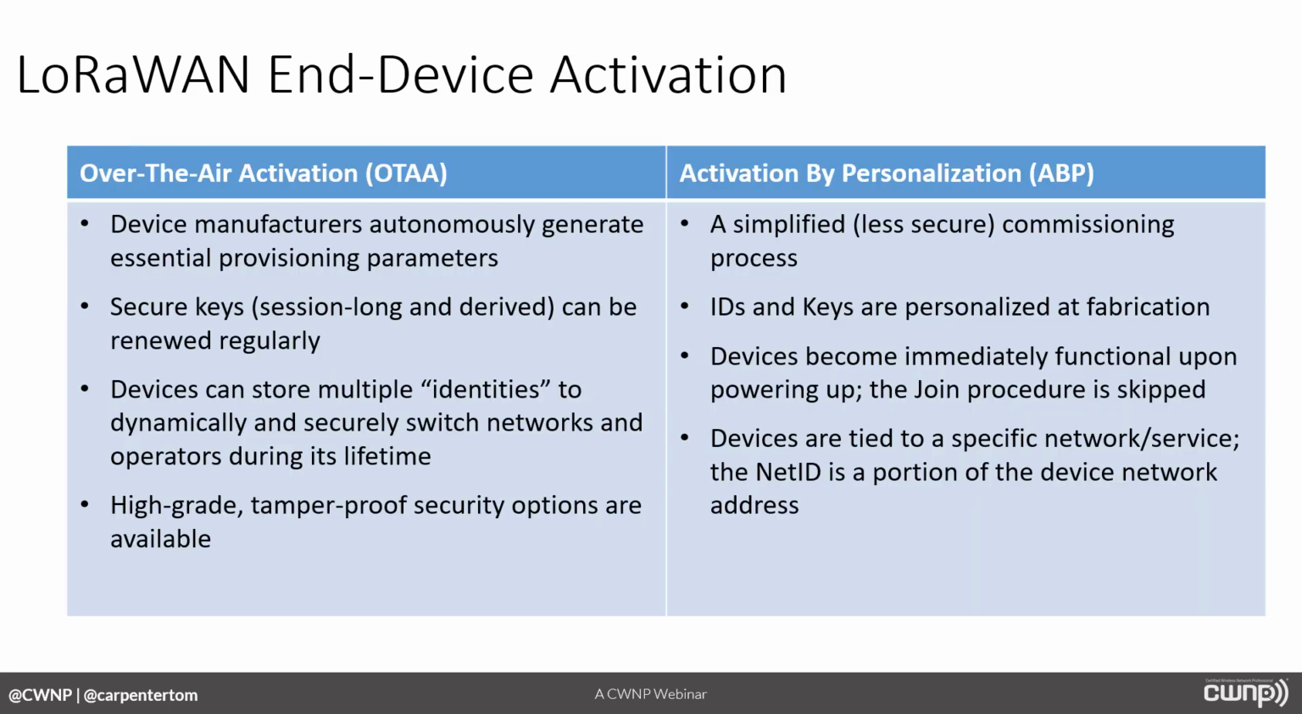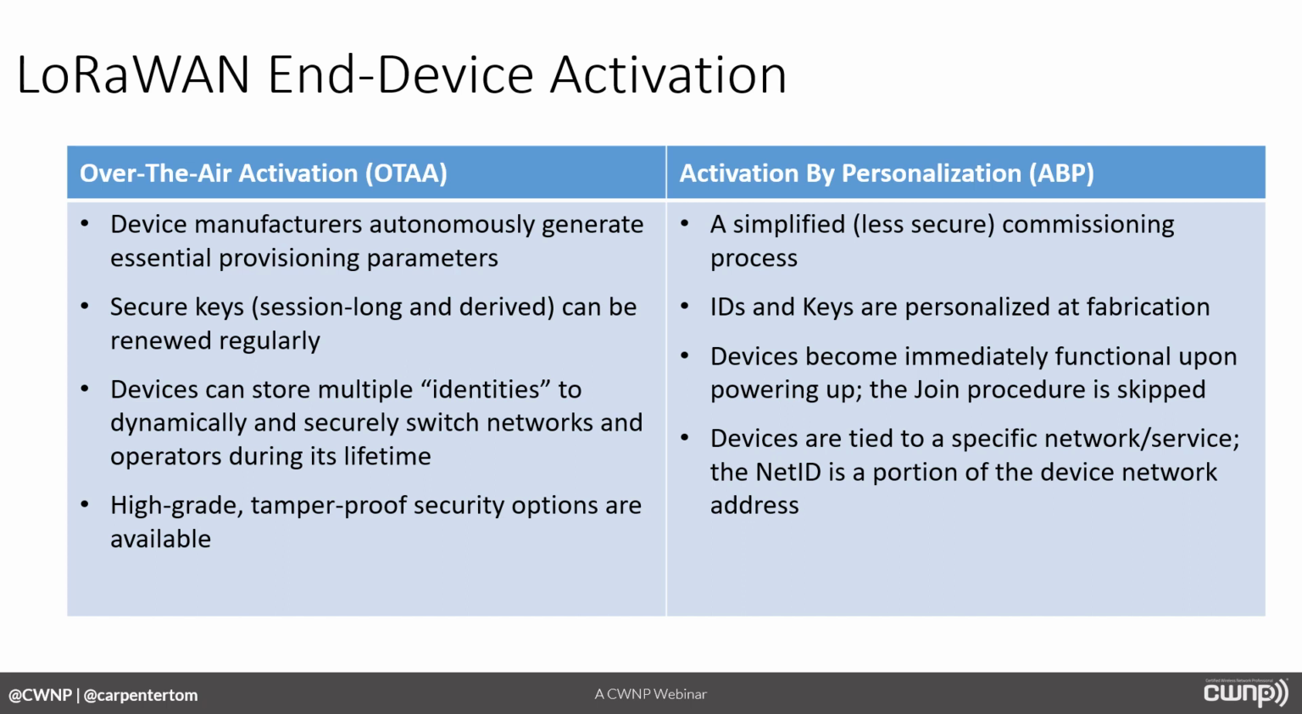Now, let's talk a little bit about getting these devices on the network as we get close to wrapping up all these things we're talking about, how LoRa and LoRaWAN work. There are two methods of activating your end devices, the actual IoT end devices. One is over-the-air activation, OTAA, and the other is activation by personalization, ABP.